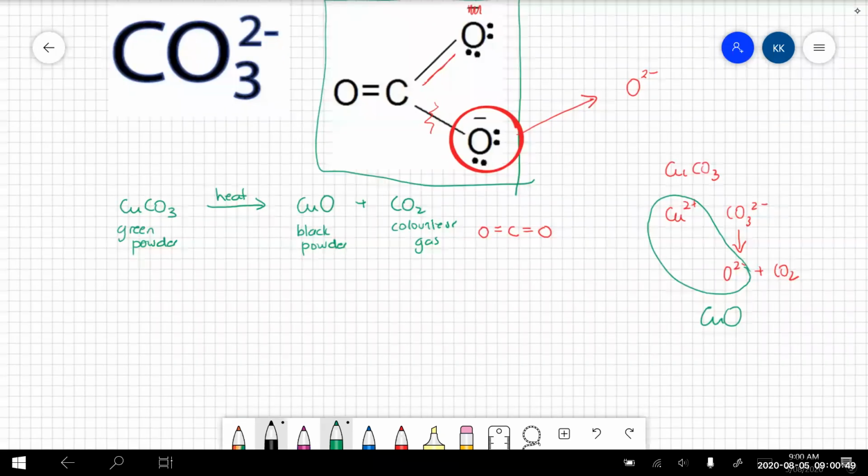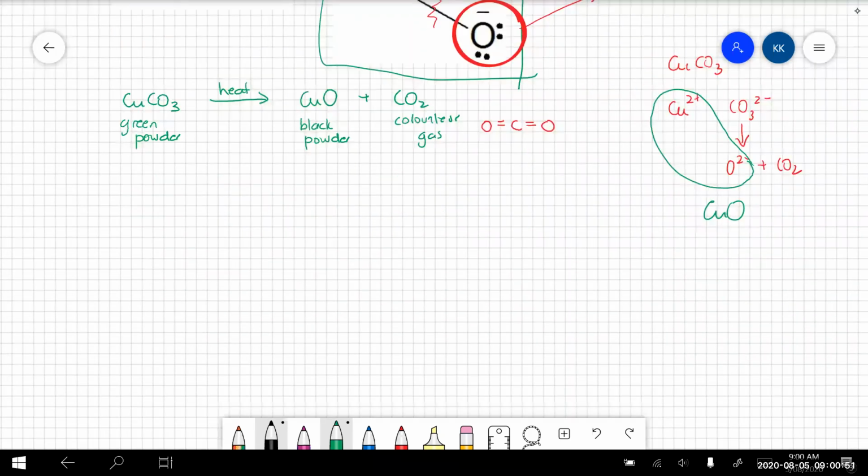So you don't always get decomposition forming elements. Sometimes decomposition can form just simpler compounds. This is a case where decomposition reaction forms simpler compounds.